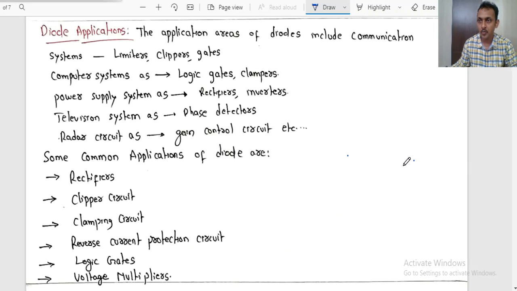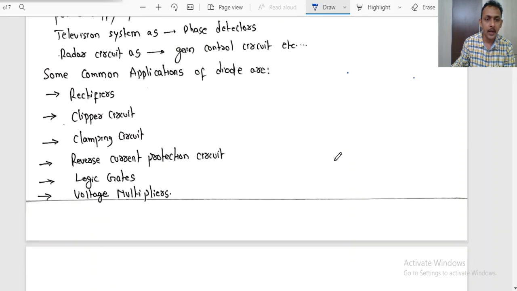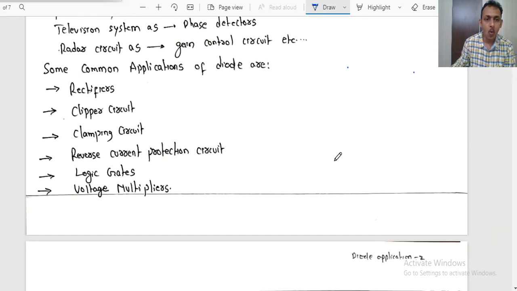In this video, we are going to discuss the different applications of the diode. By the time we complete this video, we will have discussed some common applications of the diode. Those are rectifiers, clipping circuits, clamping circuits, how a reverse current protection circuit looks, and how diodes are used in logic gates, right?